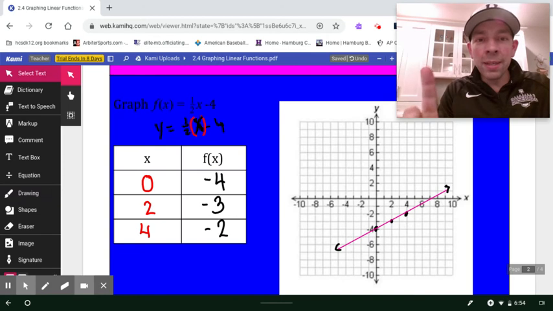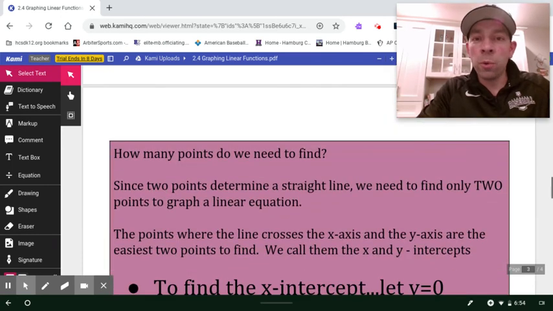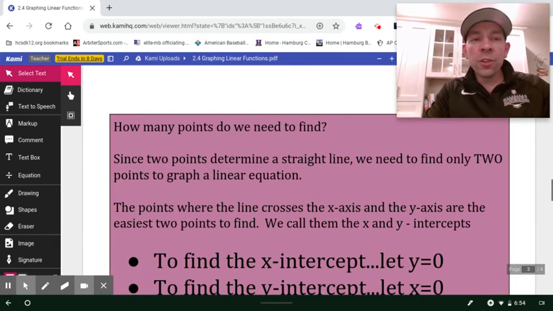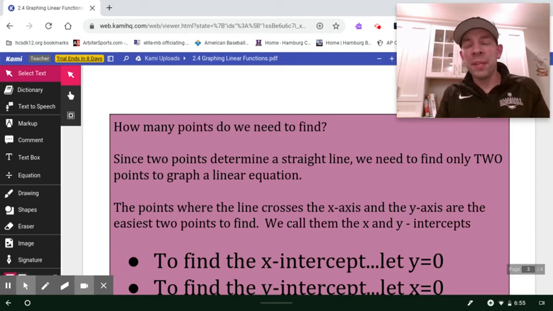Now that's method number 1 if you're keeping track. We said there's 3 really cool methods, 2 of which we're going to cover in today's video. That's method number 1, making a table of values. So the question begs, well, how many points do we really need to graph a line? Technically, you only need 2 points to graph a line. Anything beyond that is just kind of extra information that helps build our confidence.